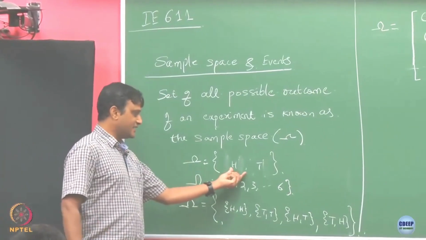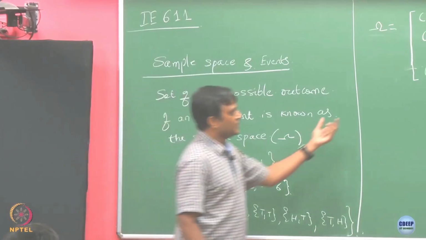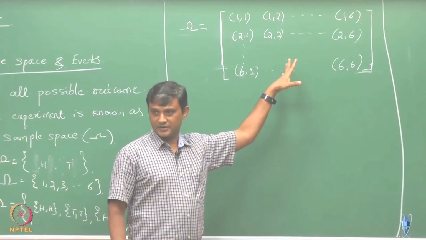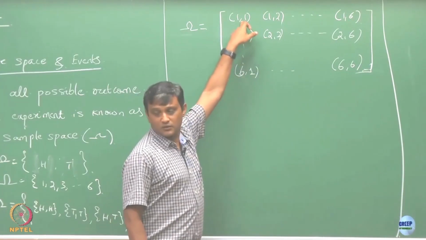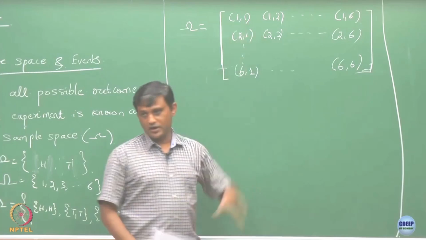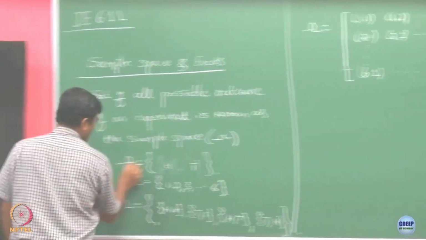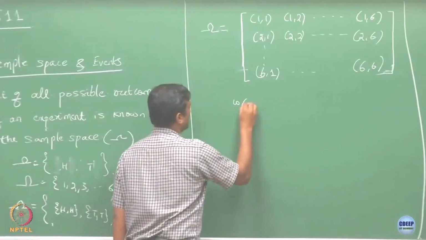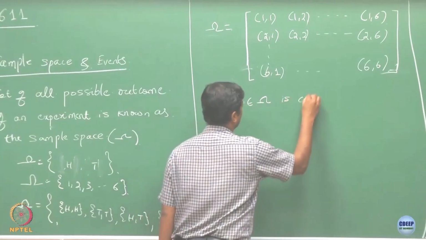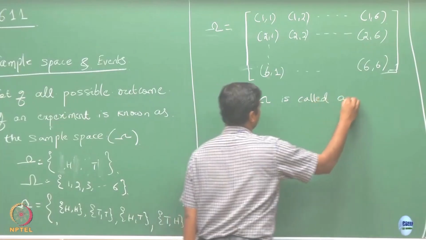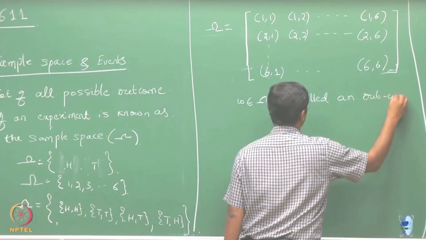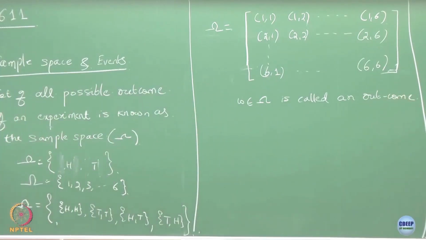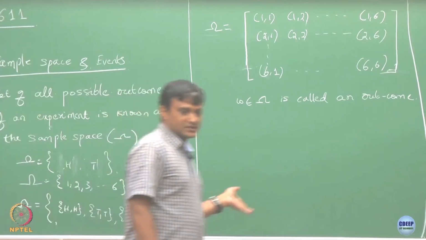When it is as simple as this, I didn't tell you to write it in a particular way. When it is more convenient for us to write it in matrix form, we will write it. It is just like a collection. So each one is an outcome here. So we are going to say each element in this omega is an outcome. So this, as I said, are simple things.